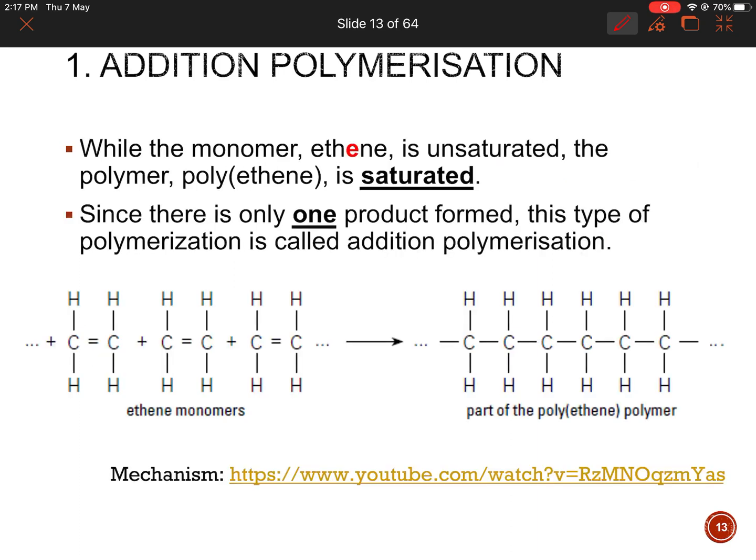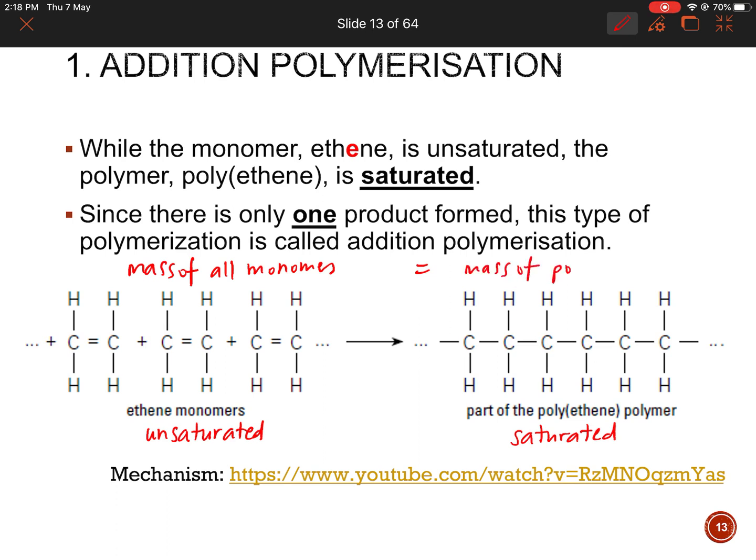So what do you notice in this addition polymerization? Do you notice that your ethene monomers were all unsaturated because of the double bond? But when it became polyethylene, there's no more double bond. It's now a saturated molecule. And there's only 1 product formed because it is simply the monomers joining together. So there's no loss in mass. What do I mean? The mass of all the monomers will be equal to the mass of the polymer. There's no change in mass.